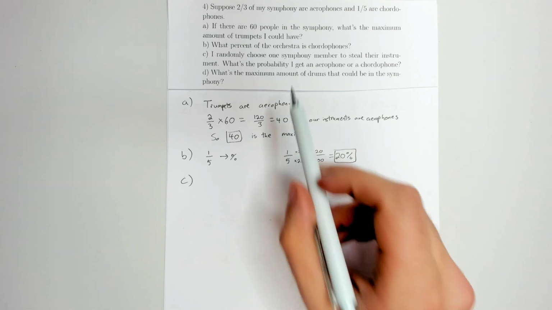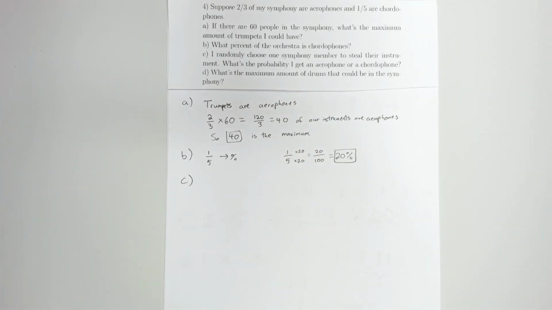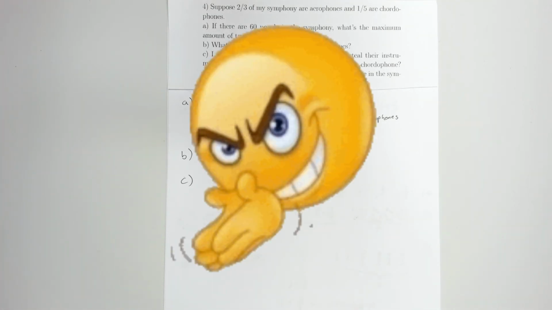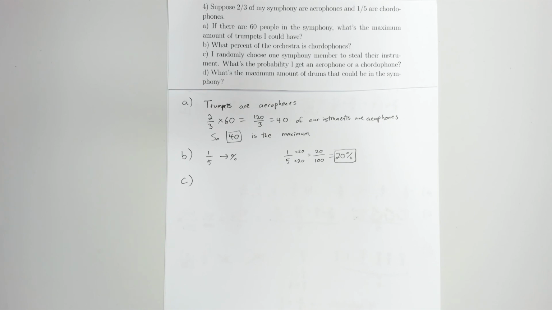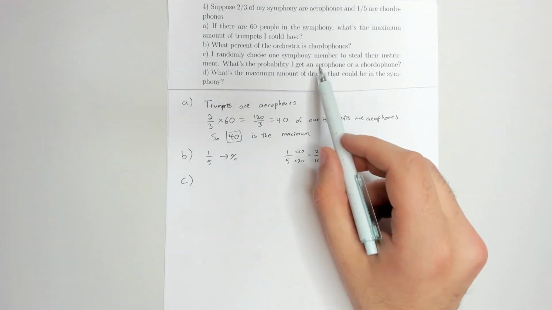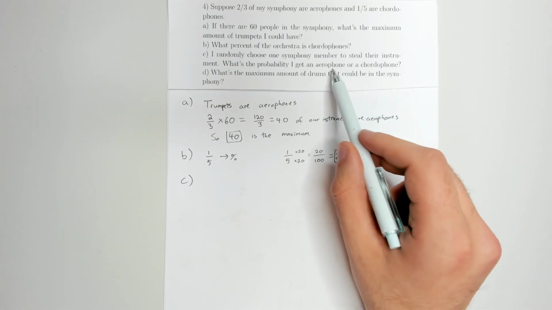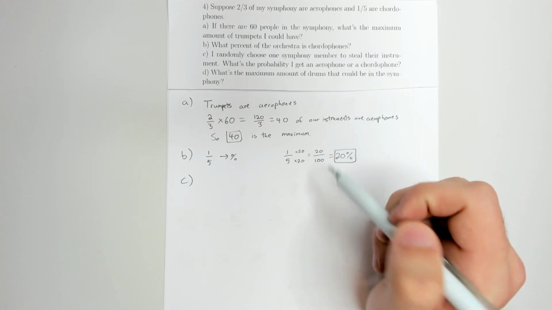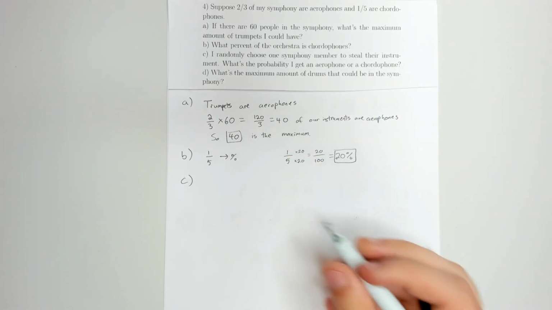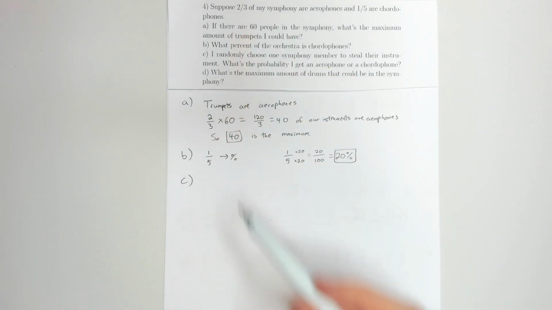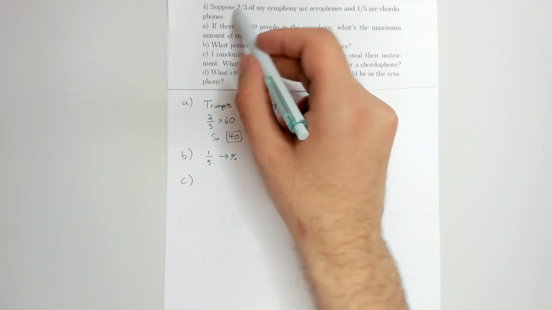Part C says, I randomly choose one symphony member to steal their instrument. How devious. What's the probability I get an aerophone or a chordophone? So in order to figure out the probability of getting an aerophone or a chordophone, we need to know the probability of getting each one individually. But that's not bad, because the proportion is actually the same as the probability of basically choosing one at random and getting something that is in that group that the proportion represents.